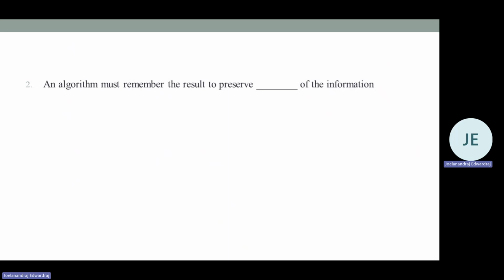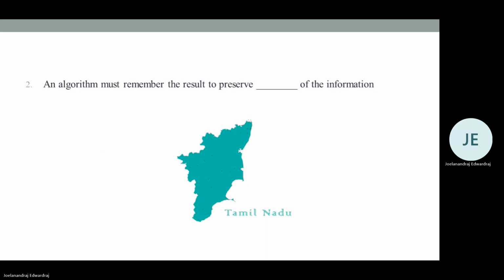An algorithm must remember the result to preserve dash of the information. Any idea? Any guess? What is it? State. Yeah, that's the answer. Preserve the state of the information. Sit down. Who is the next volunteer?